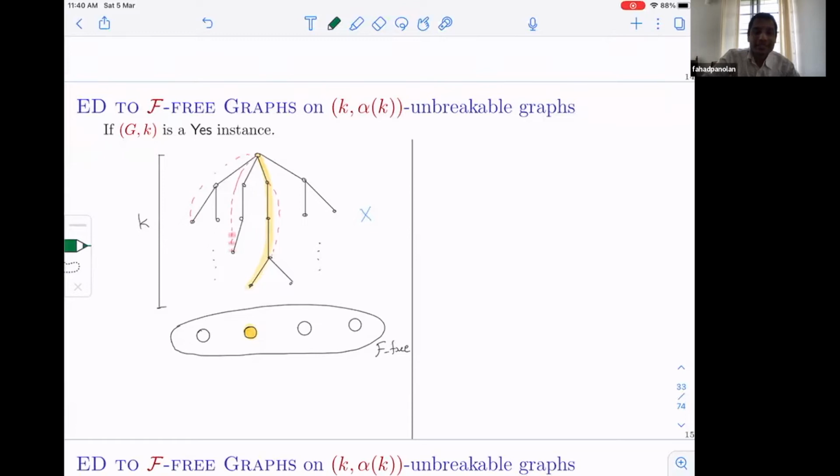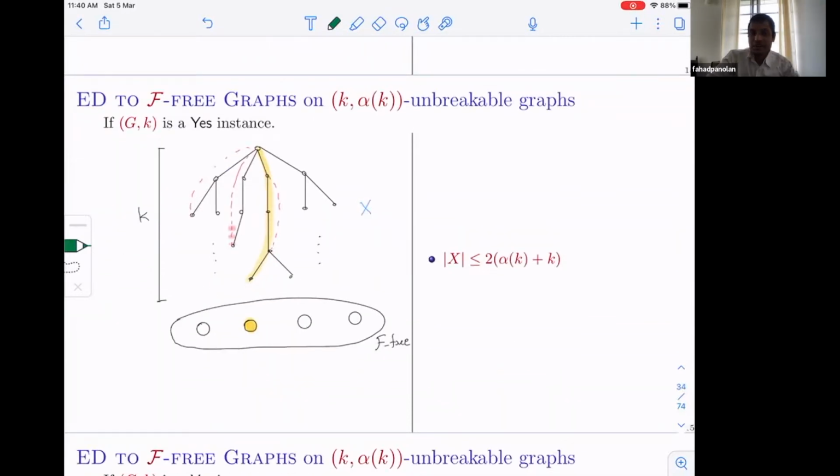And since the input graph G is k alpha k unbreakable, immediately we get that the cardinality of X is bounded, or the number of vertices in this elimination tree is bounded. Suppose it is more than this number, 2 alpha k plus k, then somewhere in the middle you can take a leaf to root path that will separate the left side from the right side vertices, and there will be more than alpha k vertices in the left and more than alpha k vertices in the right. So that will contradict our assumption that G is a k alpha k unbreakable graph.